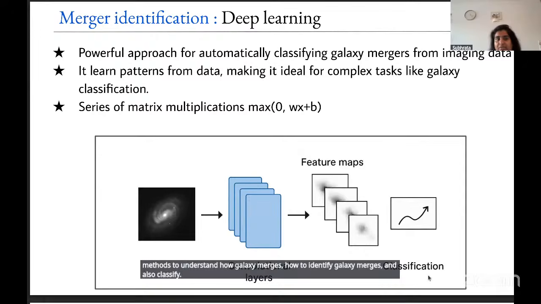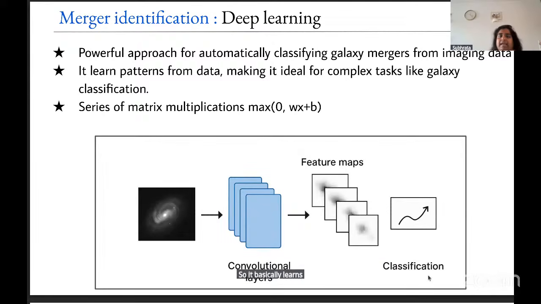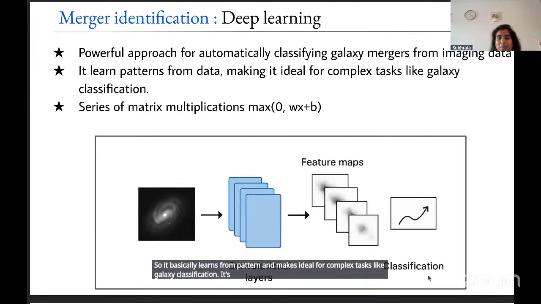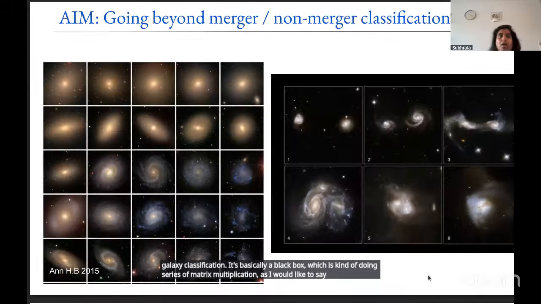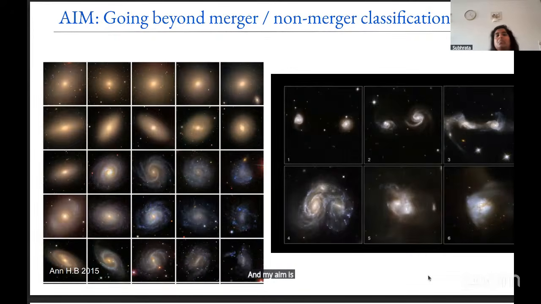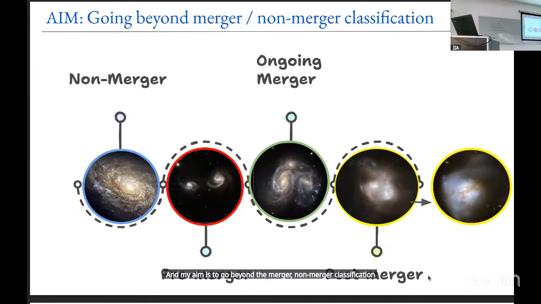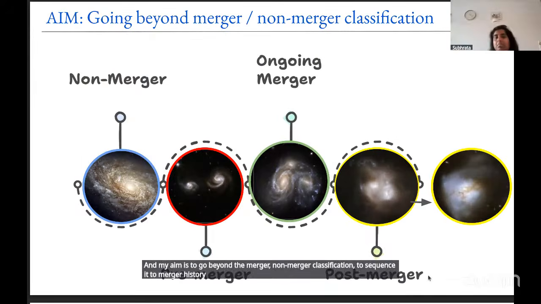So as we know, machine learning is a very powerful approach to automatically classify galaxy mergers from imaging data. It basically learns from patterns, which makes it ideal for complex tasks like galaxy classification. It's basically a black box, which is doing a series of matrix multiplications, as I like to say. So till now, whatever methods I discussed were majorly focused on classifying between merger and non-merger. My aim is to go beyond the merger non-merger classification to sequence it to merger history: non-merger, pre-merger, ongoing merger, and post-merger galaxies.